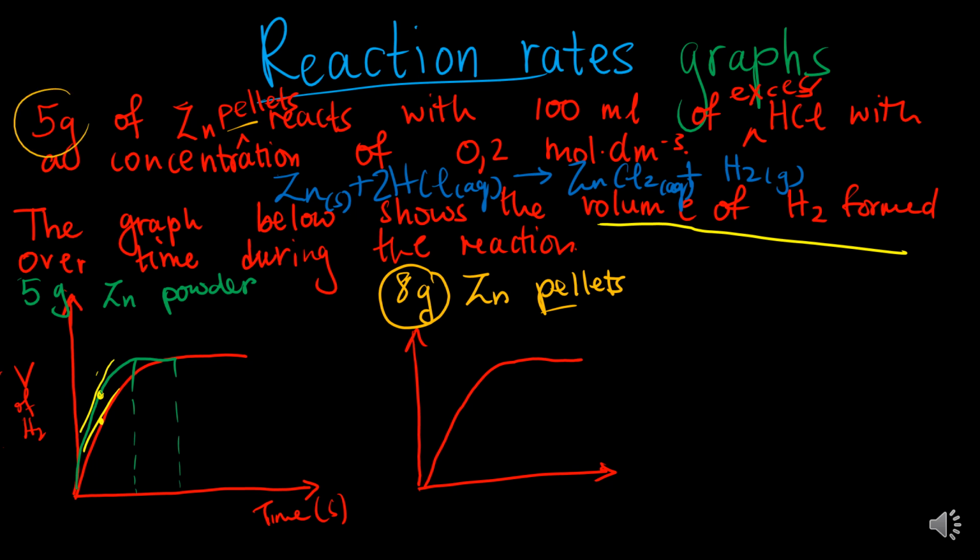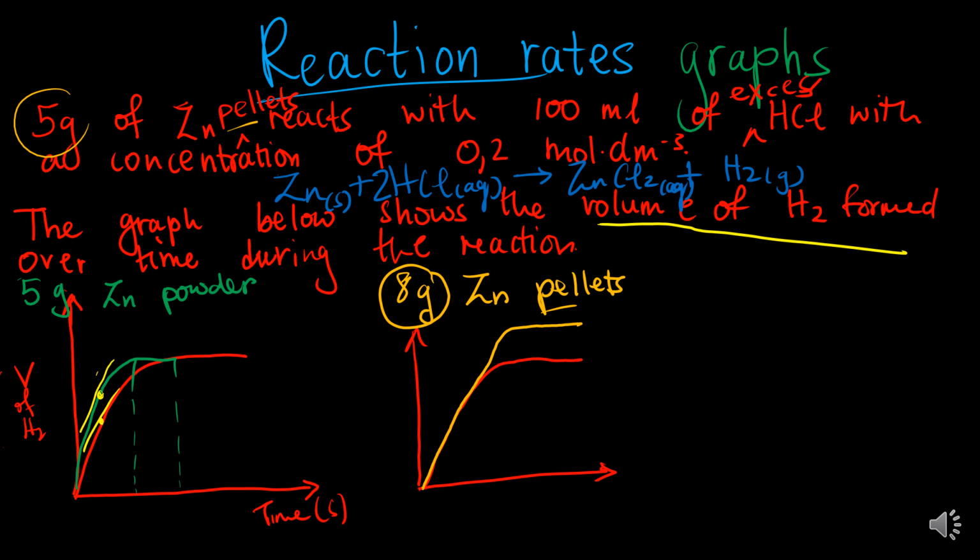What does that mean? It means I must produce more than I was producing before. But am I going to produce at a faster rate? No, because I have not changed the state of division, right? So watch how my graphs are going to look. You're going to have the same rate of reaction. The only difference is that you are producing more volume of the product than before. You're not producing it faster, you're just producing more, right? I hope that's clear.